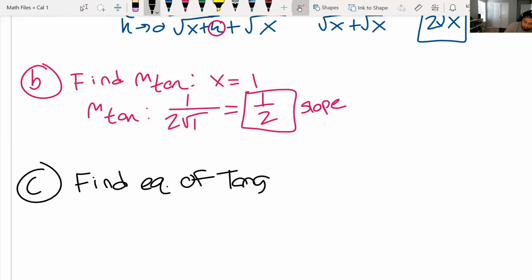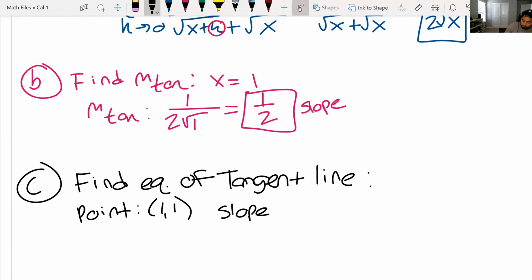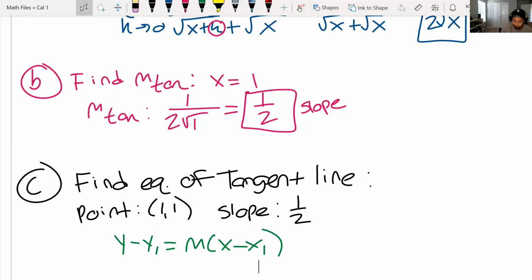Find the equation of the tangent line. All right, well, we're given the point (1, 1). We're given the slope, 1/2. Plug them into the point-slope formula: y minus y1 equals m times x minus x1. And we're on the way home.